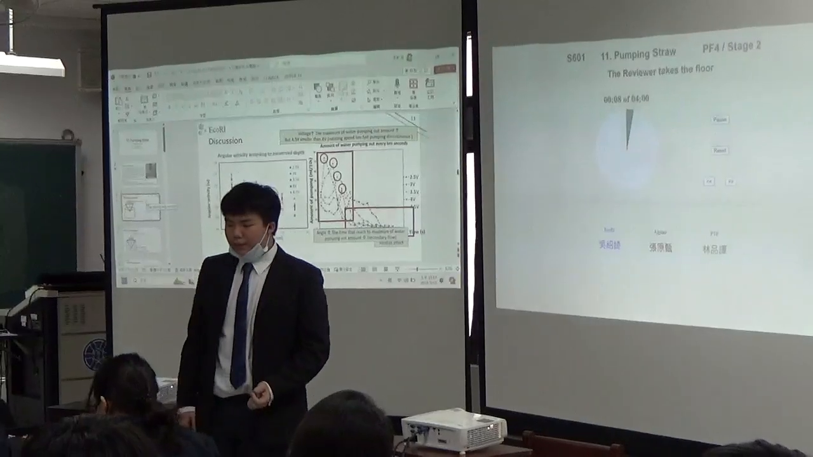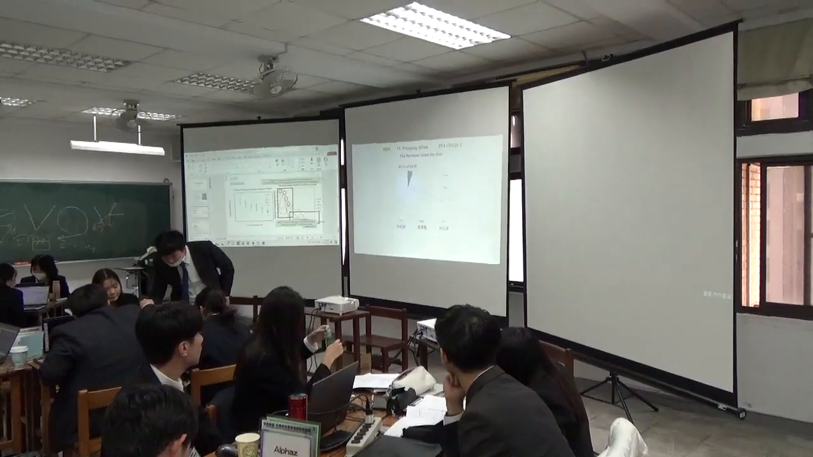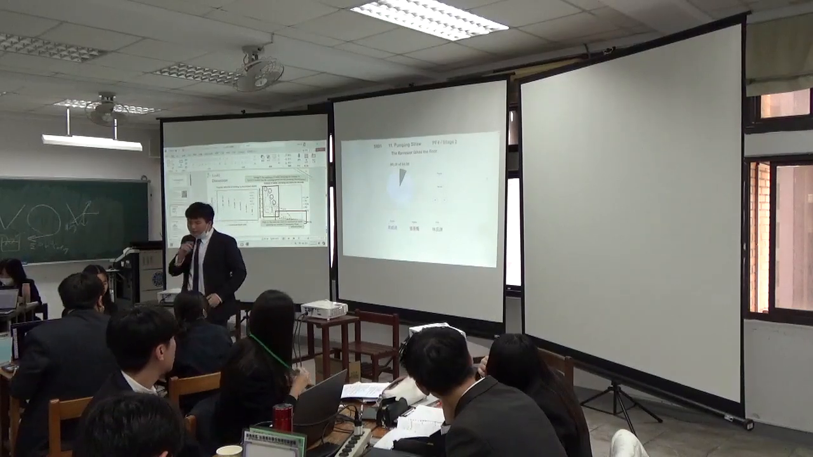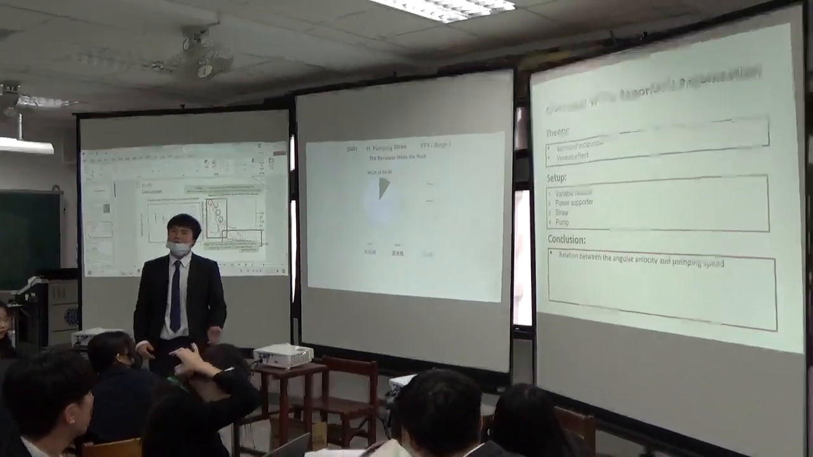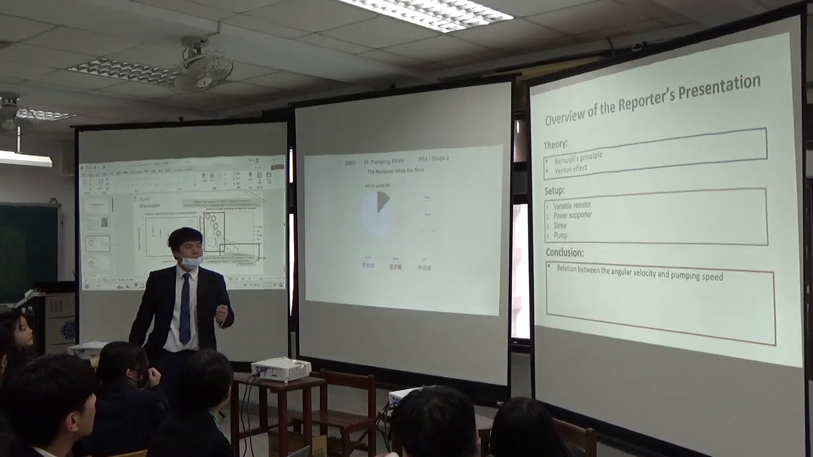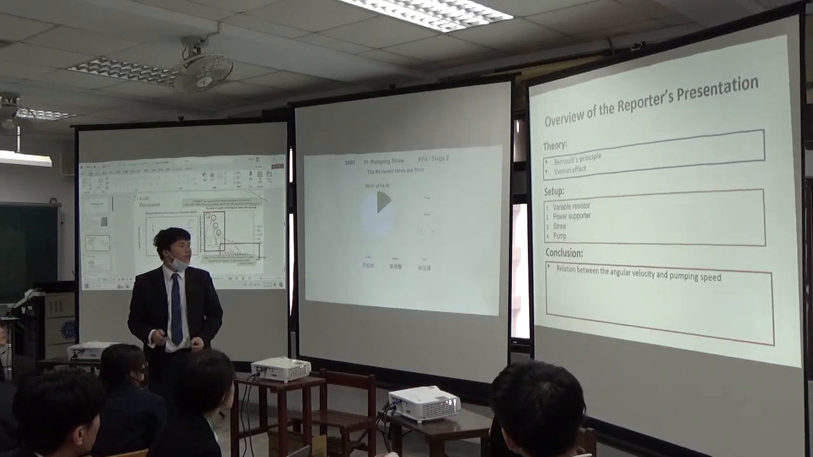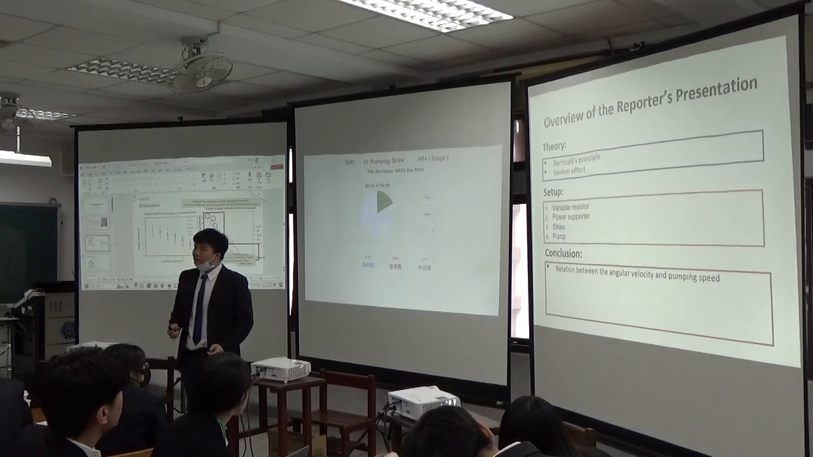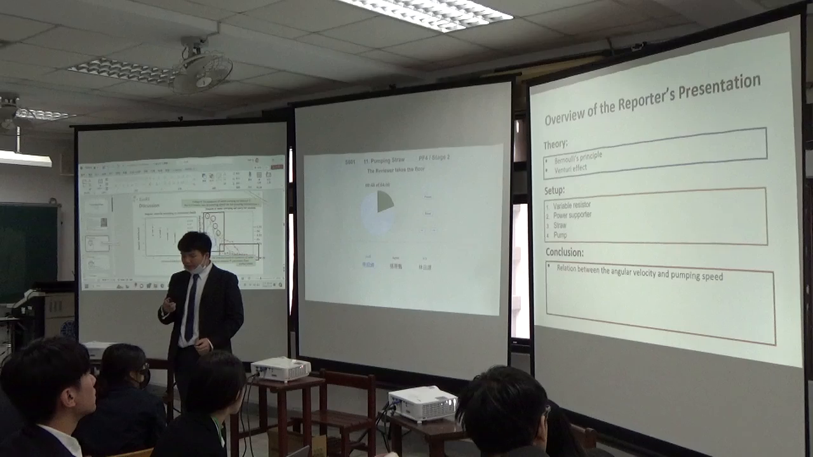I'm the reviewer from the team. For the overview of the reporter's presentation, she used Bernoulli's principle and the Venturi effect to calculate. In the setup, she used a power supply and motor to control her experiment. The conclusion is that she found the relation between the angular velocity and pumping speed, and also that the diameter of the straws impacts the pumping speed.